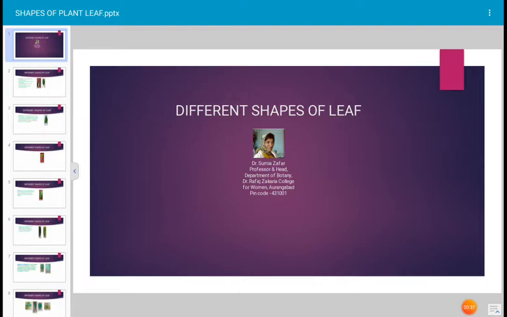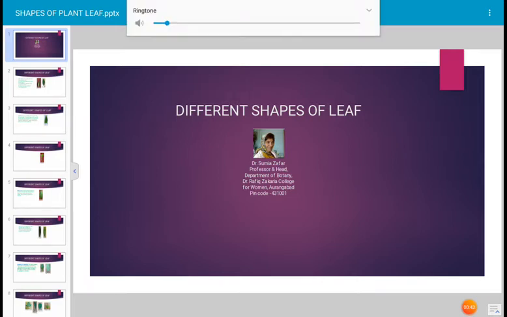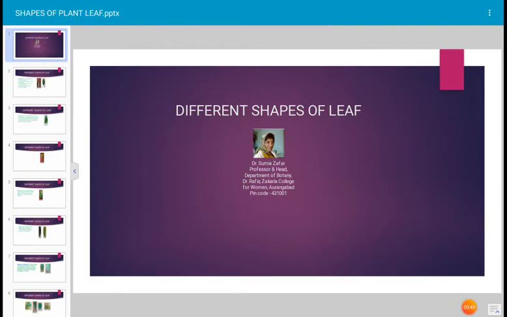There is a great variation in color, size, shape, texture and arrangement of the leaves. A complete leaf is composed of a blade, petiole and stipules, and in some plants stipule is absent. And leaf is a very important part of the plant.